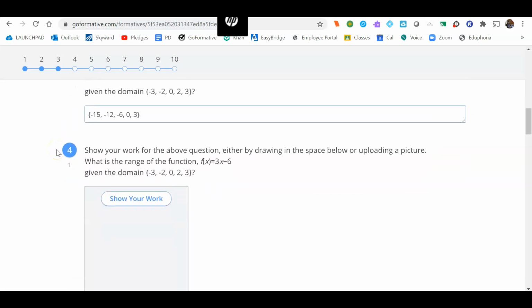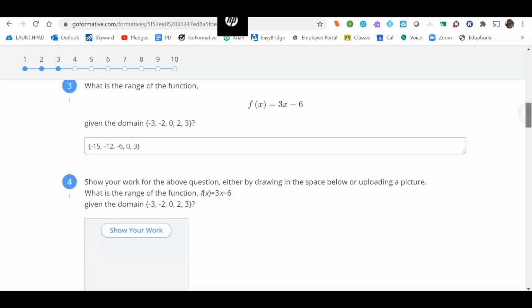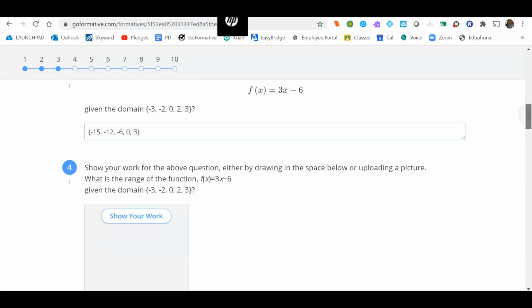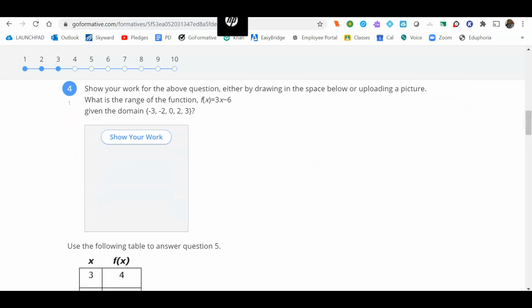All right. Now, we want to show our work for the above question either by drawing in the space below or uploading a picture. So that means you could write this on a piece of paper and upload a picture, or you can just write it on there. Okay, so what is the range of the function f of x equals 3x minus 6 if the domain is negative 3, negative 2, 0, 2, and 3. Okay, now notice what I already did for the above question. They want to see the work.